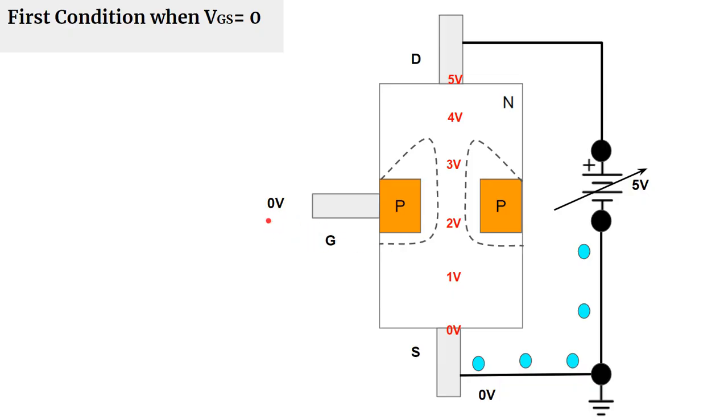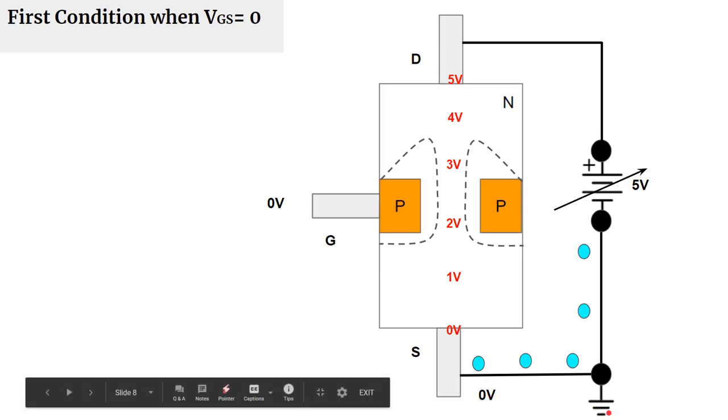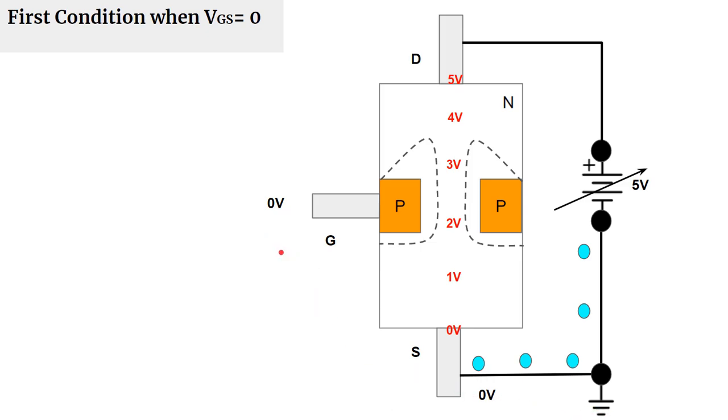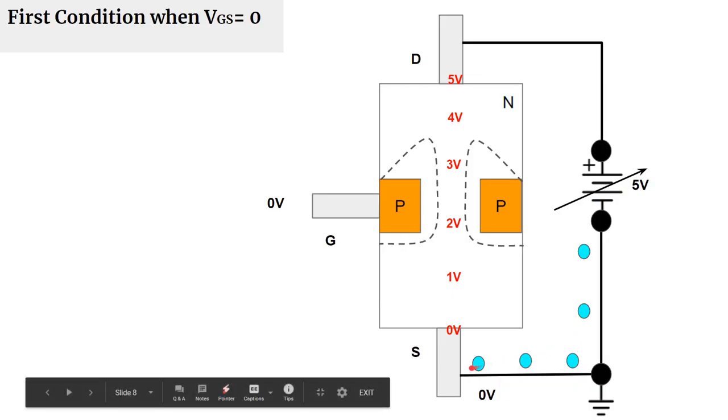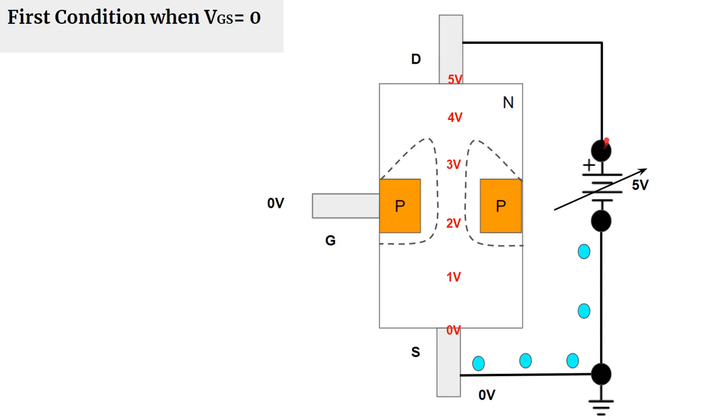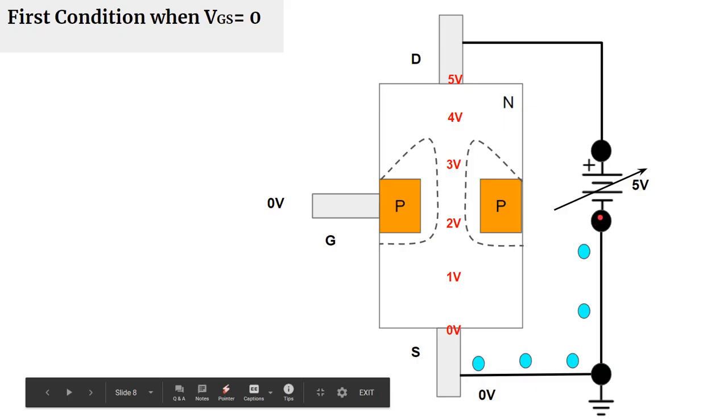So the gate is at 0 volt and the source is also 0 volt. At 0 volt, it means the gate and the source both are grounded, and we used a variable 0 to 5 volt between the drain and the source. So when we applied 5 volt between the drain and the source, what will happen? The electrons will start moving from the drain towards the source. Another important thing to notice here, the drain is connected to the positive terminal of the battery, and the source is connected to the negative terminal or 0 volt.